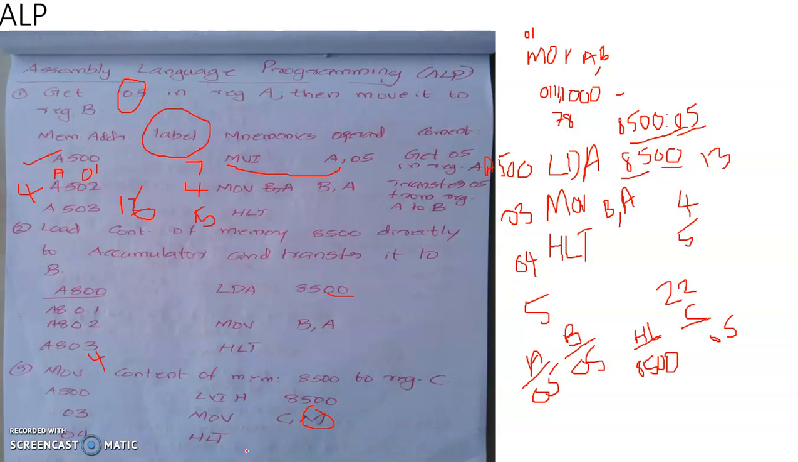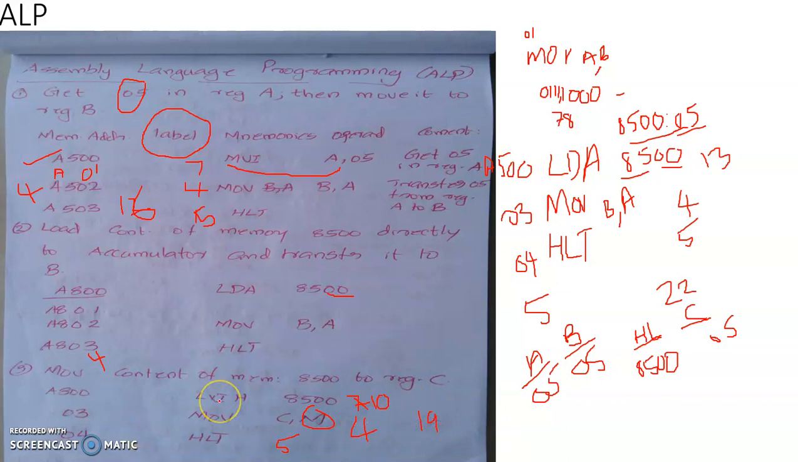LXI H, 8500 is a 3-byte instruction that involves an opcode fetch machine cycle, a memory read, and then one more memory read. Overall 7 T states will be there. No, 10 T states will be there, because there is one opcode fetch and 2 memory reads. MOV C, M is a 1-byte instruction. There will be only an opcode fetch, and for halt a total of 5 T states will be there. So 10 plus 4 plus 5, 19 T states are required for this.